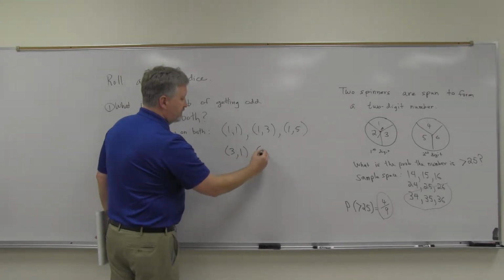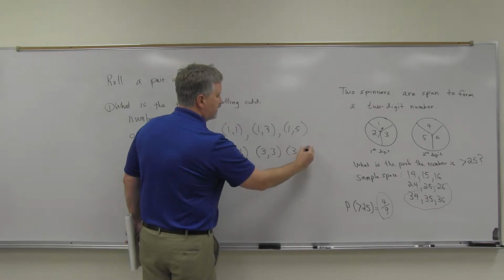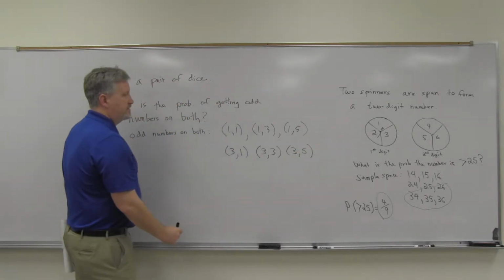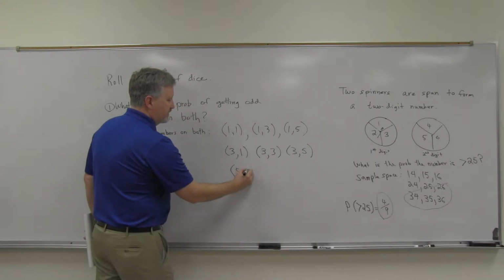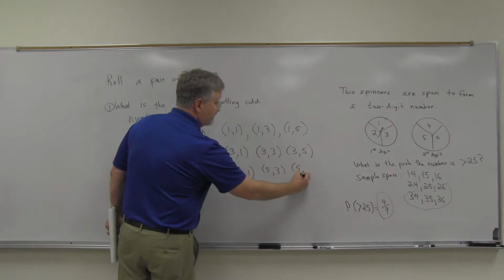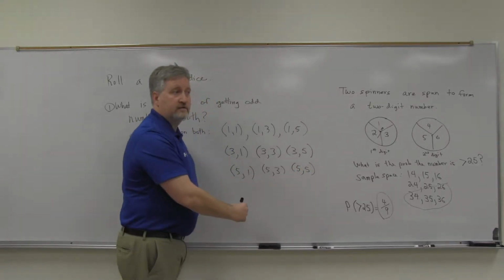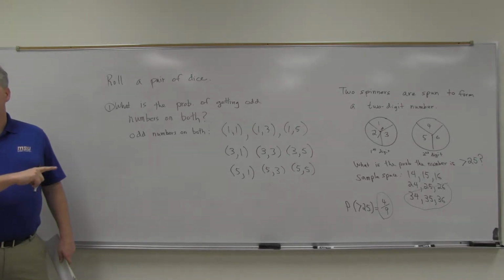All right, so that's a different one. What else could we have? Well, we could have 3 on both. Then we could have 3 and 5. Then we could have a 5 on the first. Well, then it could be a 1 on the second. 5-3, 5-5. Any others? No. Good with that? Odd numbers on both? Mm-hmm.